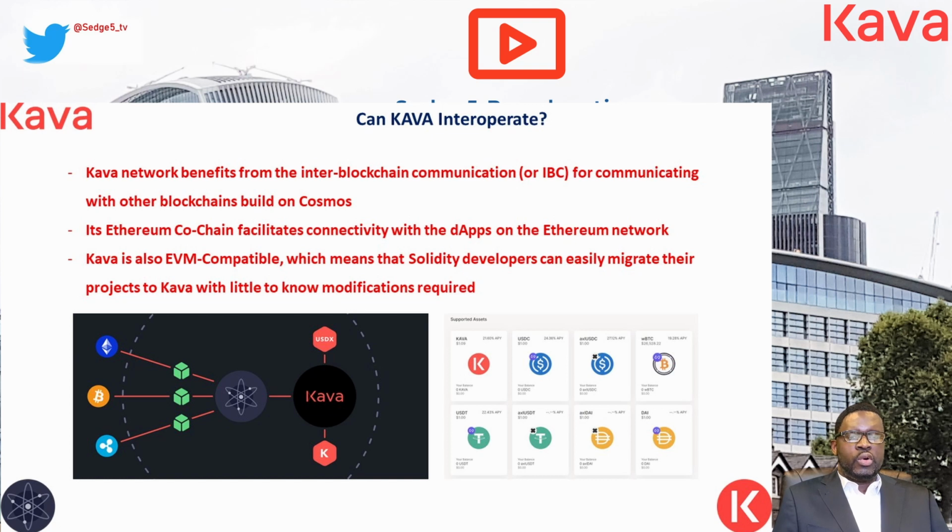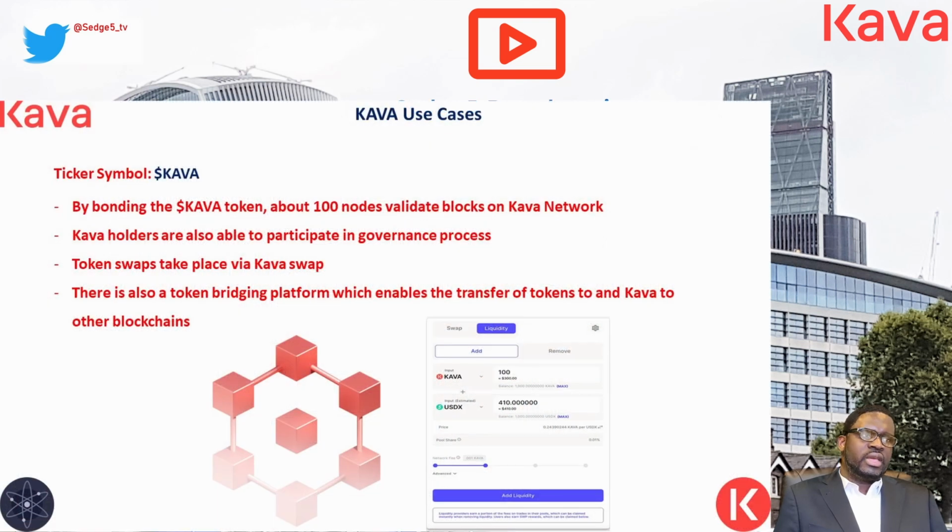So that is a review of the selected elements as part of our DIWA, or our risk evaluation toolkit. Use cases, ticker symbol KAVA. One of the use cases is that by bonding the Kava token, about 100 nodes validate blocks on the Kava network. Kava token holders are also able to participate in the governance process with proposals ranging from treasury funds allocation to other DeFi parameters. Token swaps take place via Kava Swap. There is also a token bridging platform which enables the transfer of tokens to and from Kava to other blockchains.